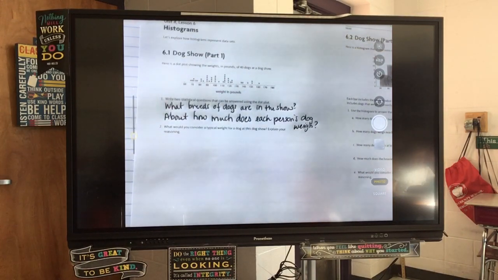All right, what would you consider a typical weight for a dog at this dog show? So this is kind of guesstimating like we did yesterday, looking at our data and just finding a number that might work. Where do you think this number has to be located? Kira? I said about 100 pounds, because that's the median, and the median is typically about the middle of each weight. Okay, did you find the median or you kind of guessed? Kind of guessed. Okay, that's fine.